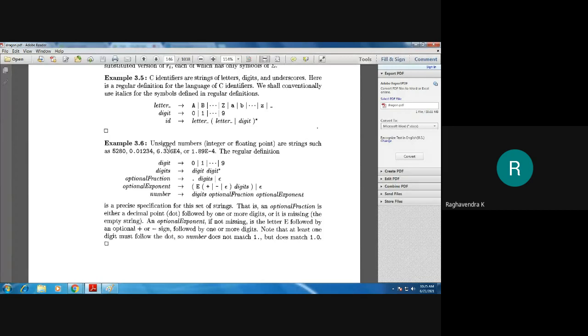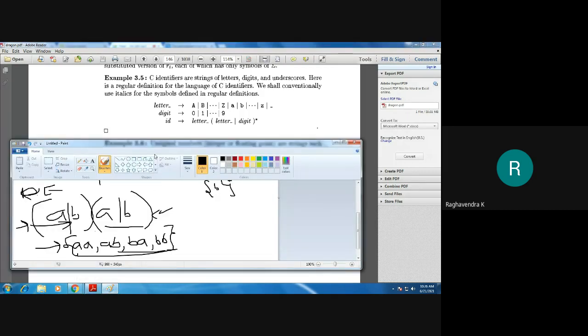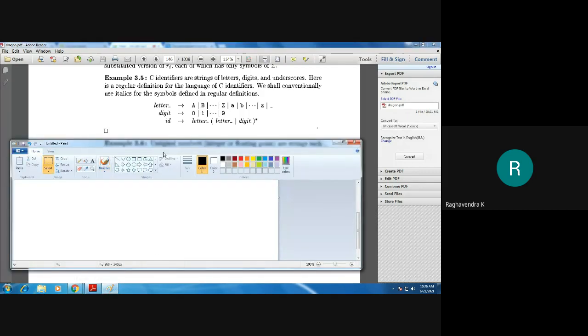Similarly, just observe, there is one more regular definition given for an unsigned number. This unsigned number can be an integer or a floating point number. So basically it can be something like 5280, or 0.01234, or 6.6336E4, or it can also be in exponent form like 1.89E to the power of minus 4. All of these should be matched by a common regular expression. So how do we write a regular expression for this?